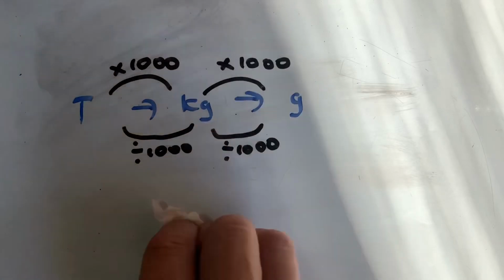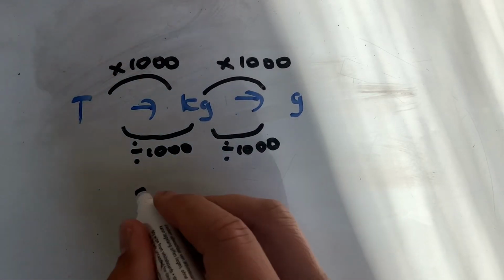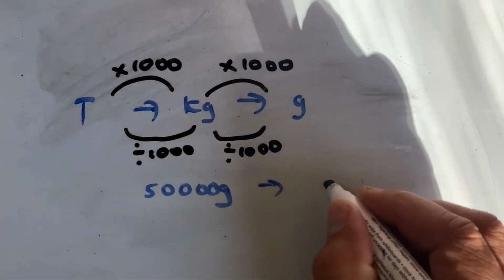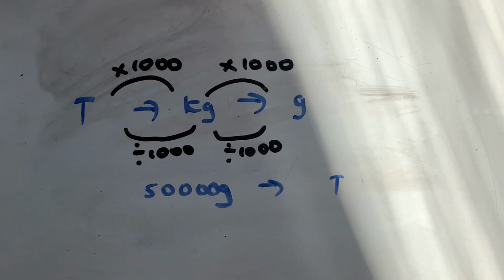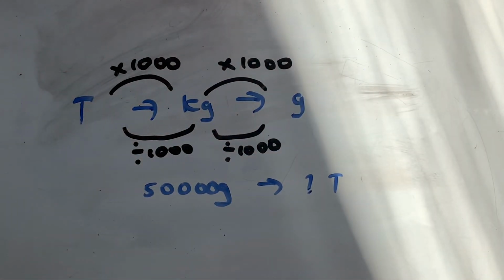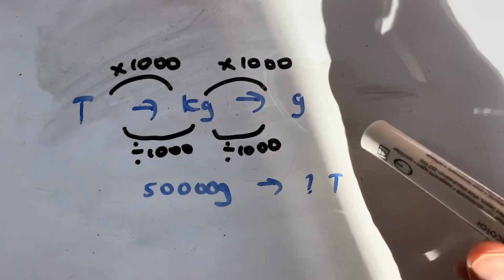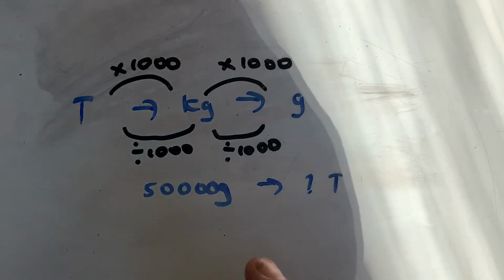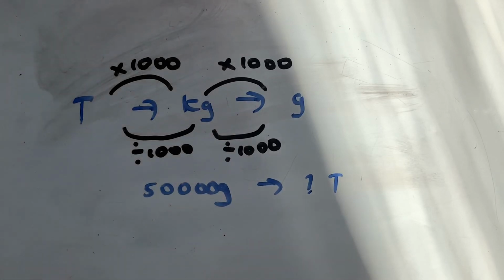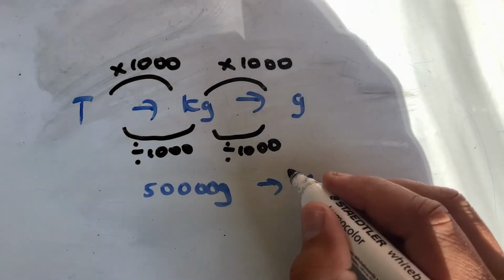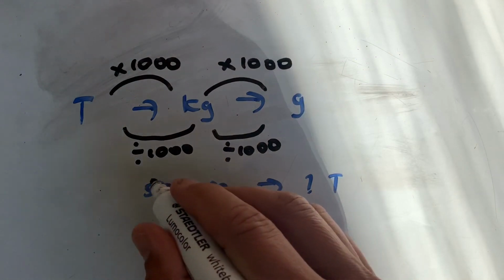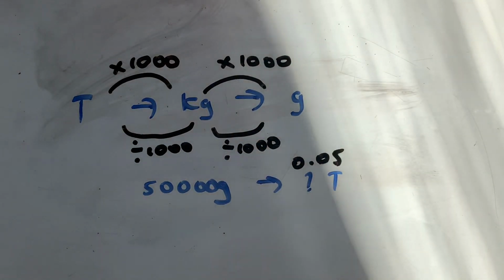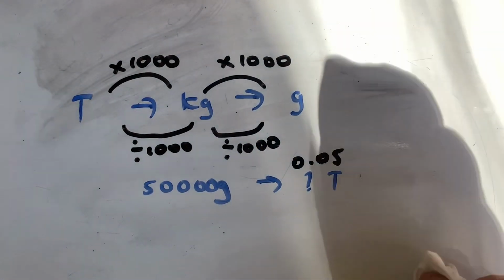We do a bit harder now. If I have 50,000 grams and I want to convert them into tons, what will be the answer? So what you do, you take 50,000 grams and divide by 1,000, which will give you 50 kilograms. And then if you divide by another 1,000, you should get 0.05 tons. Hope you got that. Good.